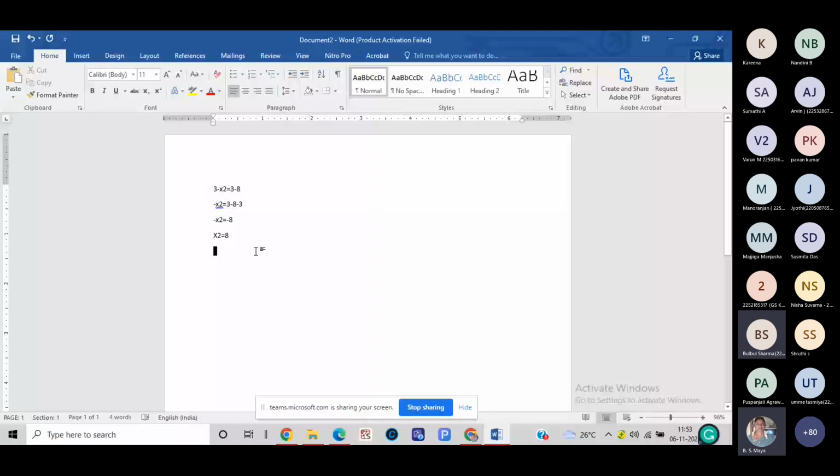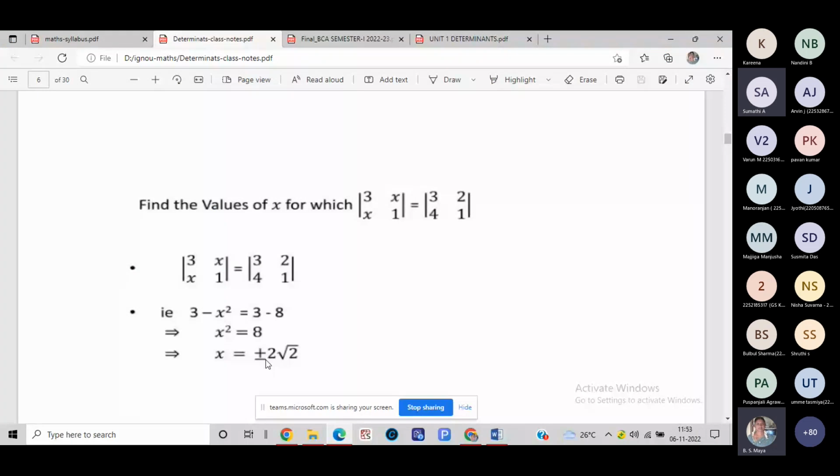If x square is equal to 8, x is what? X is equal to square root of 8. If you take the square root of 8, how much? Plus or minus 2 square root of 2. If you do it in the calculator, you will directly get plus or minus 2 root 2. So x is equal to plus or minus 2 root 2. Any doubt? No, ma'am. Can I go for the next?